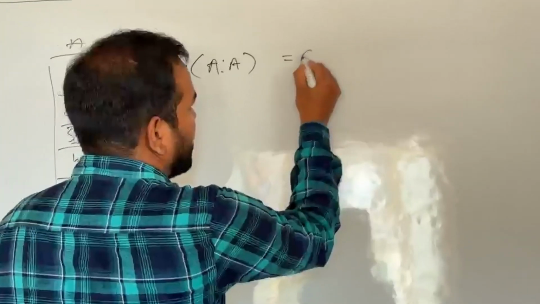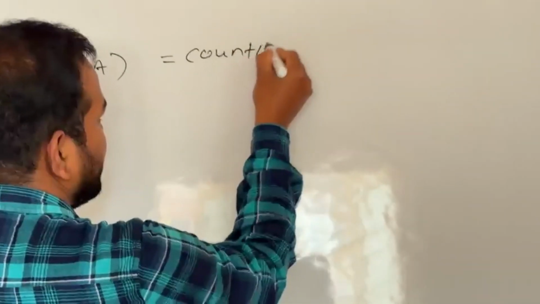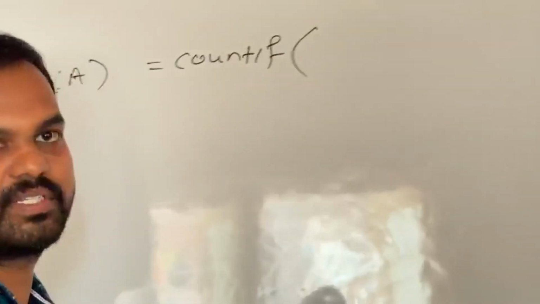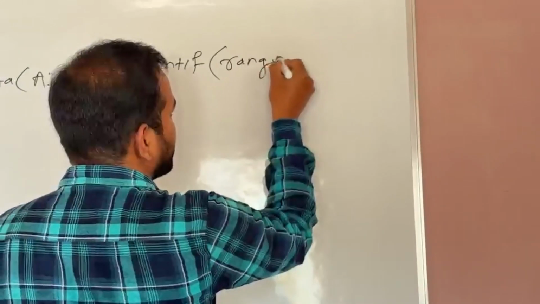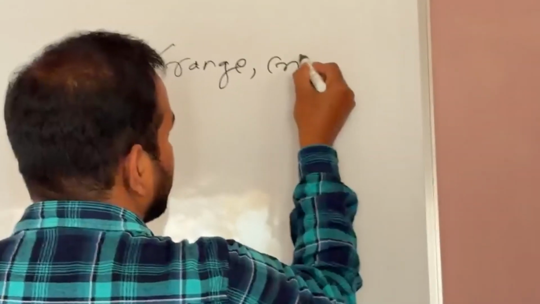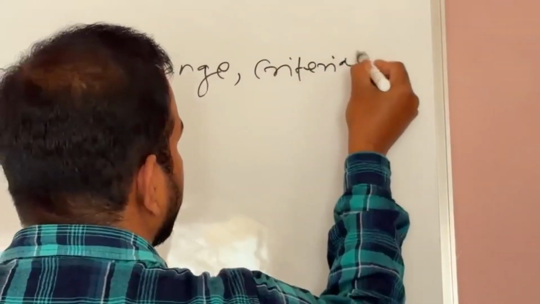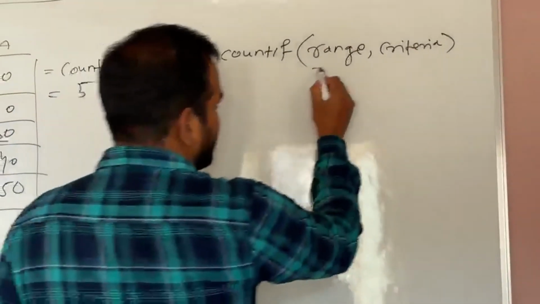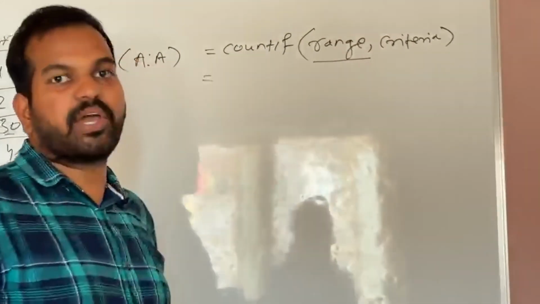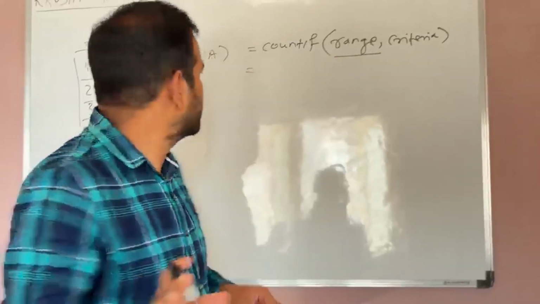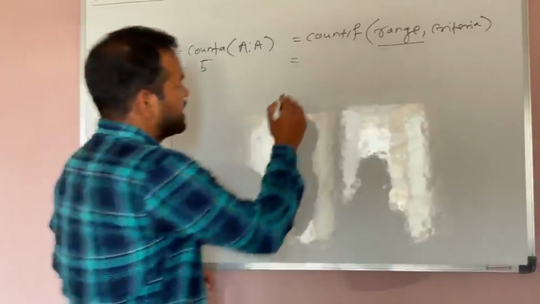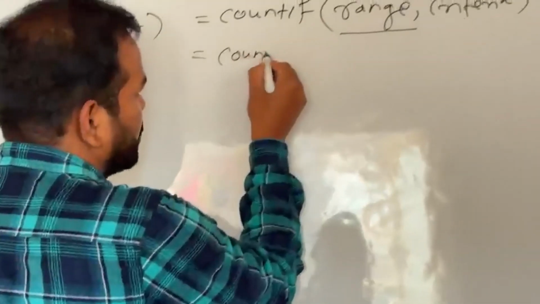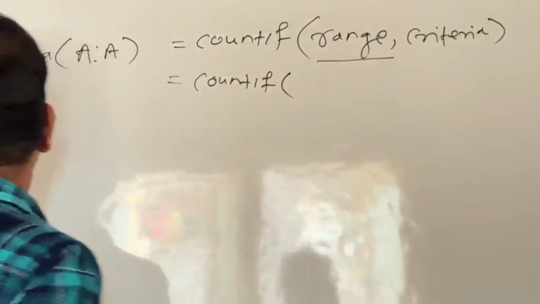If I write COUNTIF, first it will be our criteria range, then our criteria. When I say the first one is the criteria range, this criteria range is where we test our condition. So suppose this is our range. This is our criteria range. I can write COUNTIF the range.